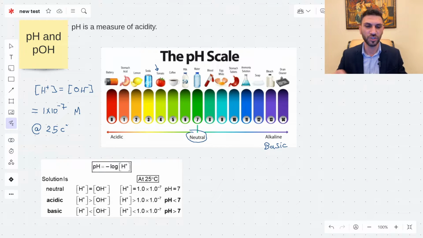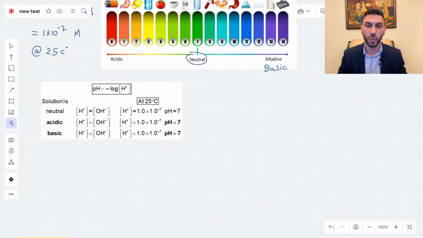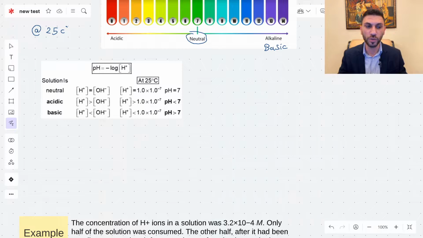Let's now check some equations that are very important, how to calculate the pH and the pOH. pH equals the negative logarithm of the concentration of hydrogen ions in the solution. And I'm going to write the equation for pOH, which also equals negative log the concentration of OH negative in the solution.